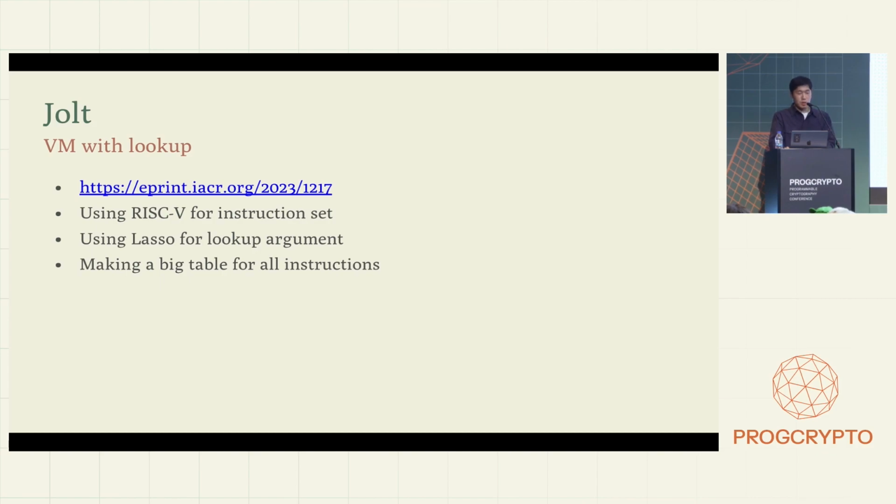After that, Jolt came out with Lasso. It is a VM with lookups, using RISC-V for the instruction set and Lasso for the lookup argument. And to use Lasso, they proved that this subset of RISC-V is decomposable as well. They are also doing a trick for making a big table: they combine all the tables for the instructions into one table, so they can avoid making very many tables for each instruction.